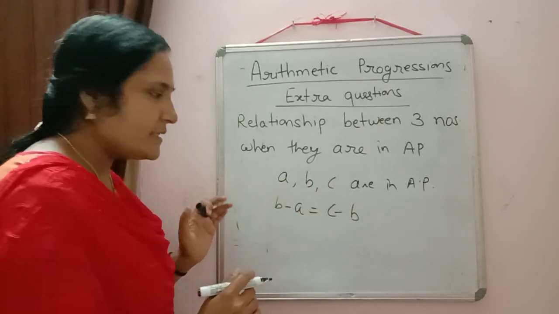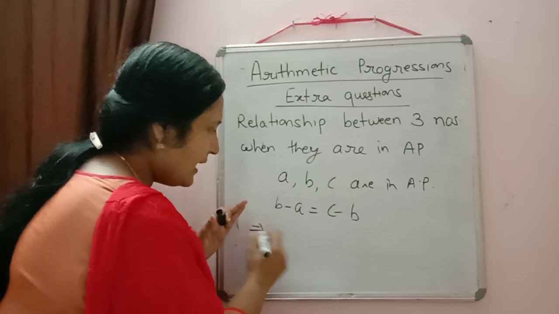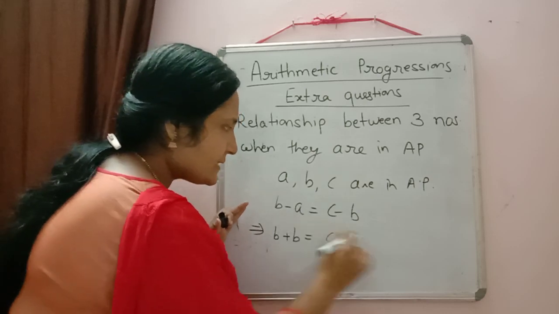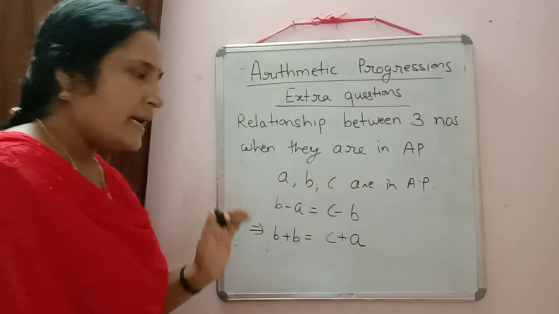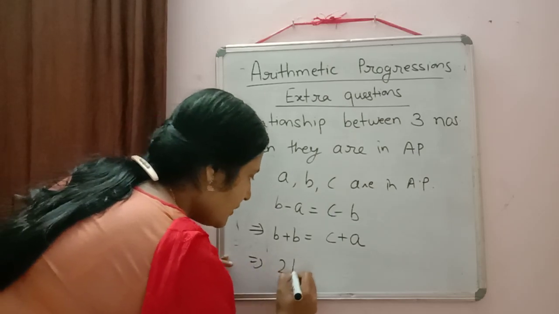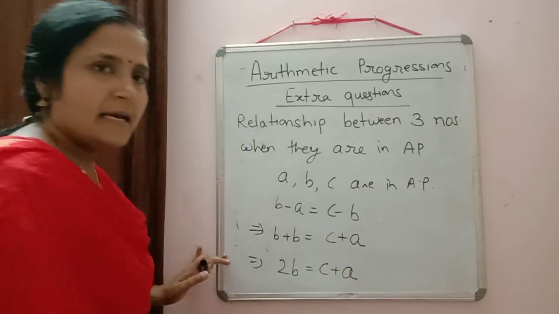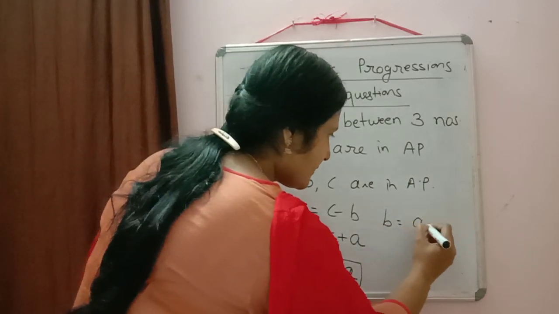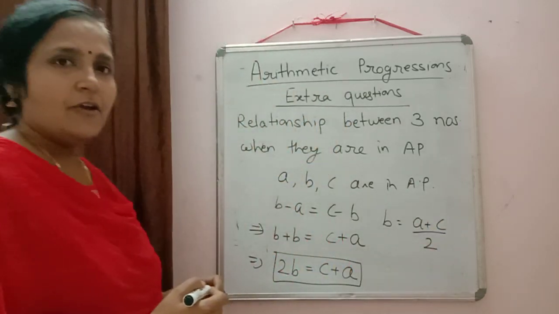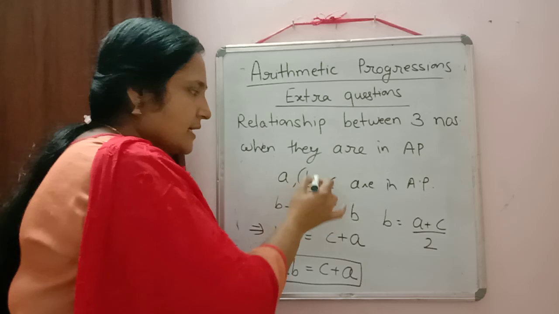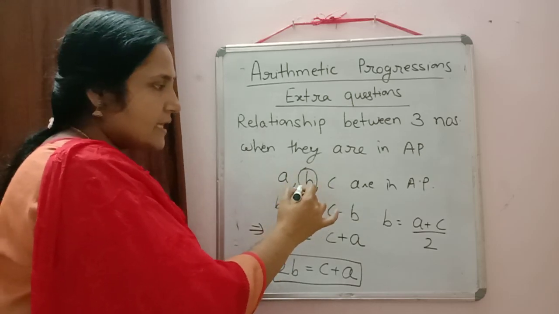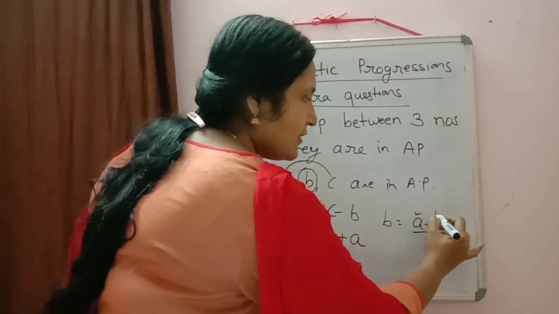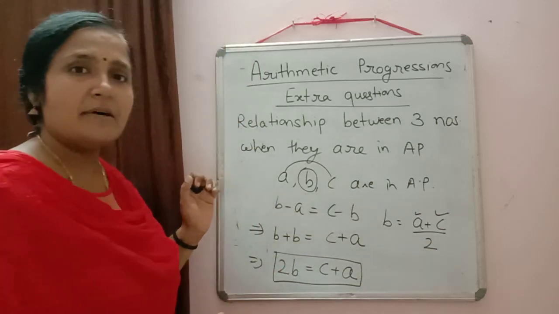Now we are just rearranging. Minus B I will shift to the left-hand side, so it will be B plus B, and C minus A shifted to the right-hand side. So C plus A. So B plus B is 2B, equal to C plus A. Either you can keep this relation, or you can write B is equal to A plus C by 2. What was B here? B was the middle number. So the middle number is equal to A plus C divided by 2. A and C, two numbers are there, and we divided their sum by 2.